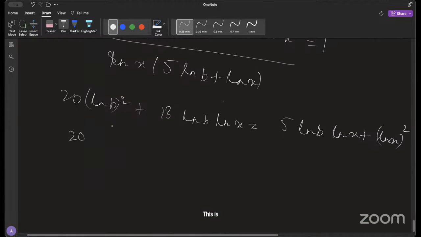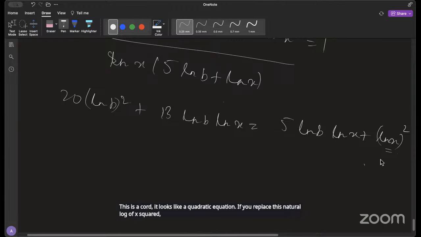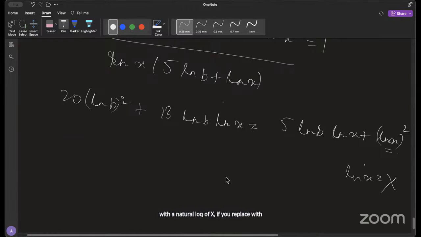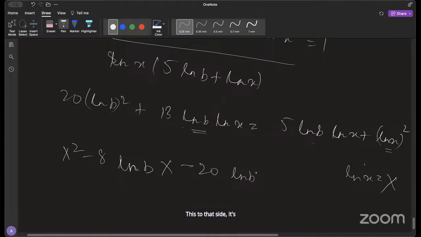You have to find x, right? So this looks like a quadratic equation. If you replace natural log of x with a capital X, let's say, then you will have X squared plus 5 natural log of b and 13 natural log of b from here. So it will be 5 minus 13, it's minus 8, right? Minus 8 natural log of b times X, and if you take this to that side, it's 20 natural log of b squared.